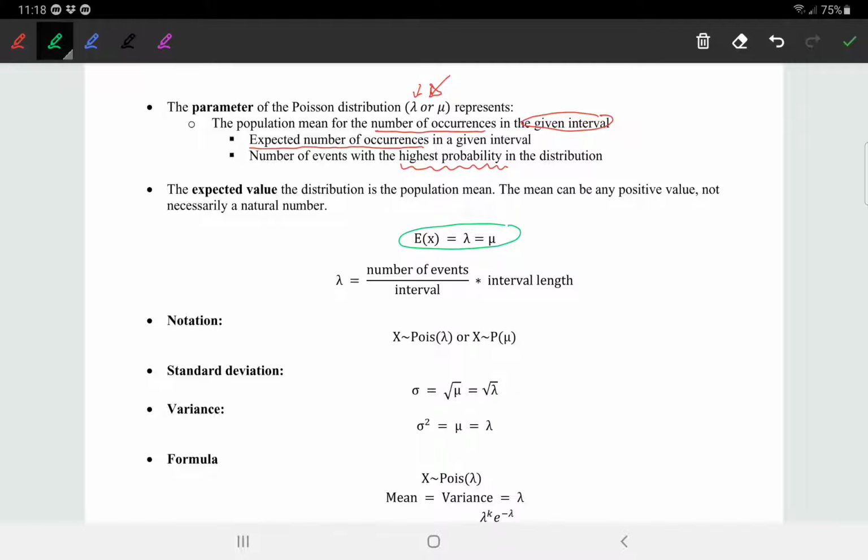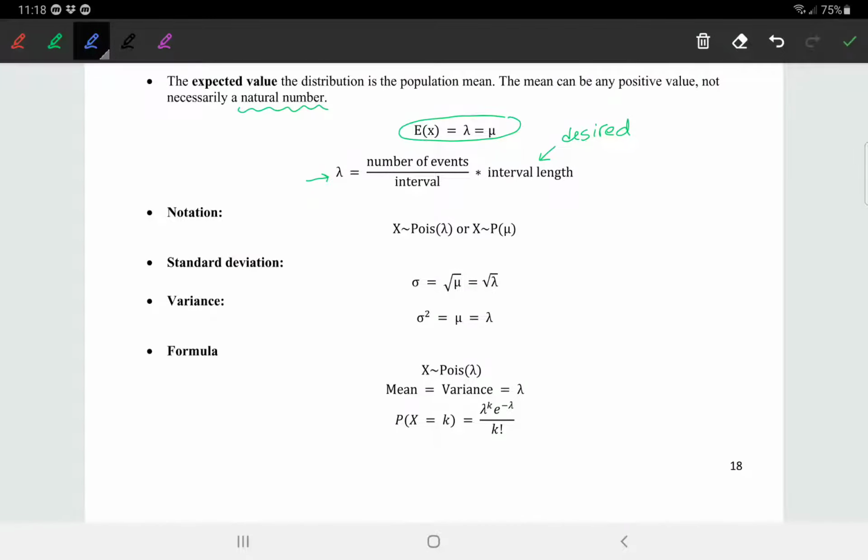It can be any positive value. It does not necessarily have to be a natural number, so it could be a decimal. Right? If you need to calculate this expected value, you can look at what's been observed, the number of events over the interval that it's been observed in, and then multiply by the desired interval length. We'll do an example of this.